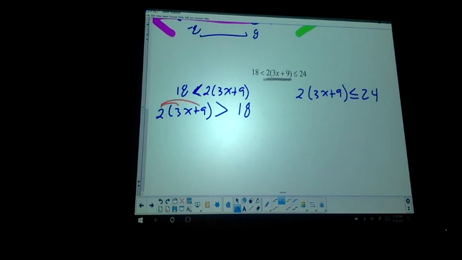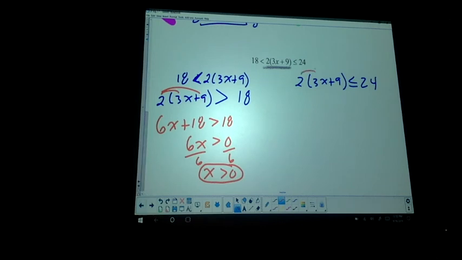Distribute. Subtract 18 from both sides. Sometimes this type of thing creates panic and havoc going, there's no solution because there's 0. No, 0 is a number. If I divide both sides by 6, 0 divided by 6 is 0. So that's one answer. Is that okay?